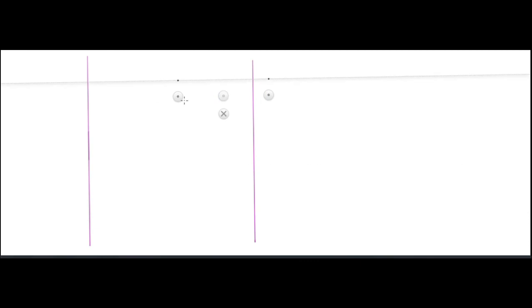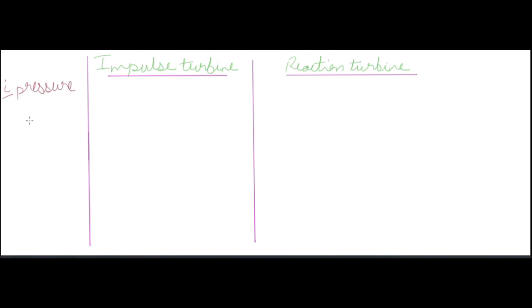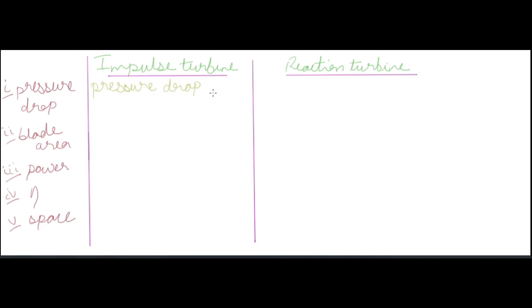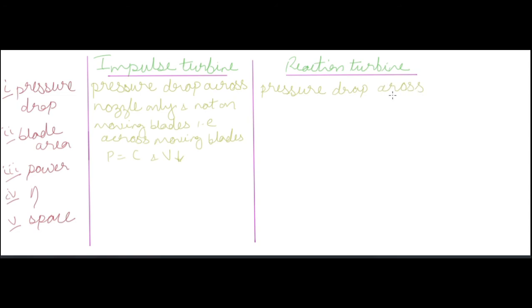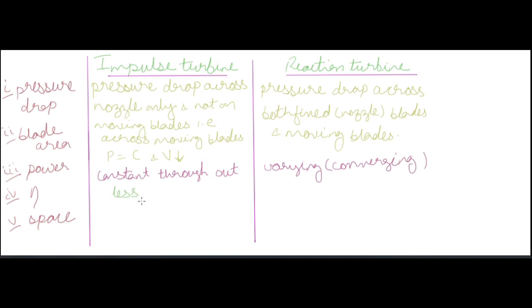Now we will look at the differences between the impulse turbine and the reaction turbine. The first difference is pressure drop, second is blade area, third is power, fourth is efficiency, and fifth is the space required for installation. Pressure drop in an impulse turbine happens in the nozzle only, not on the moving blades. So the pressure drop happens only at the fixed blade and not in the moving blades. Across the moving blade, pressure is constant while velocity decreases.